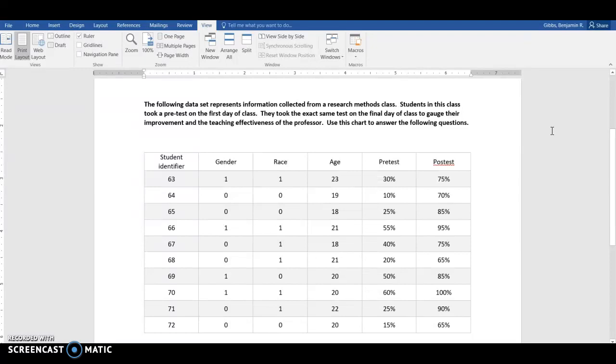For the chart and the experimental design portion of this assignment, the following data represents information collected from a research methods class. Students in this class took a pre-test on the first day of class. They took the exact same test on the final day of class to gauge their improvement in the teaching effectiveness of the professor. Use this chart to answer the questions.